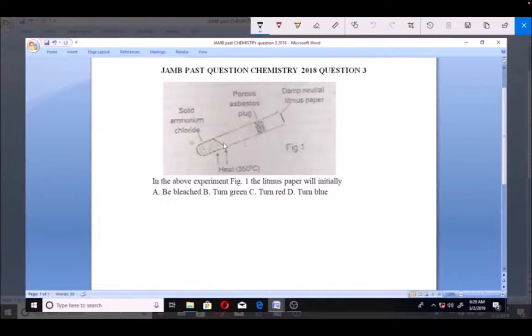So what will ammonia gas do to a damp neutral litmus paper? Ammonia gas, you know, is an alkaline gas, so it will naturally turn the neutral litmus paper blue. So the actual answer to this problem is that it will turn blue. D is the answer. Because why? With the experiment that we are looking at, ammonia gas is going to be formed. And we all know that ammonia gas is an alkaline gas.